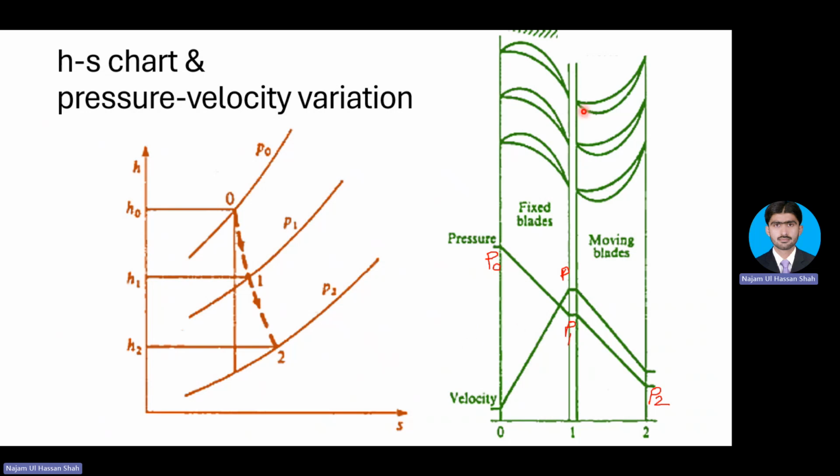The diagram on the right shows the pressure and velocity variations. In the fixed blades, which are of nozzle shape, pressure decreases and velocity increases. So this is a typical behavior of a nozzle. Drop in pressure is transferred to increase in the velocity. Then the moving blades, they are also of nozzle shape. So pressure further drops in the moving blades. The absolute velocity decreases. However, the relative velocity of the fluid with respect to blade increases.